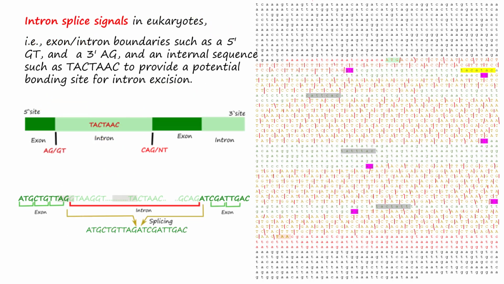Intron signals are found in eukaryotic genes. The signal where the intron is removed commonly begins with the dinucleotide GT at its 5' end and ends with AG at its 3' end. An internal sequence such as TAC-TAAC, about 18 to 40 nucleotides upstream from the 3' end of an intron, also provides a potential bonding site for intron excision.